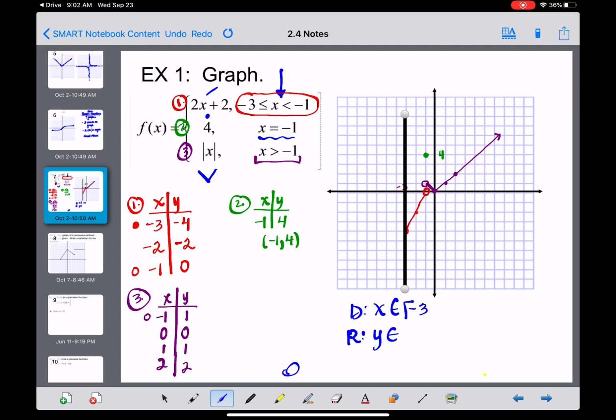It has a closed circle. So negative 3, and we're going to keep going. If we keep going, it's still here. That gives us negative 1, still gives us 4. We keep going, and that arrow keeps going. So it would be negative 3 to infinity.